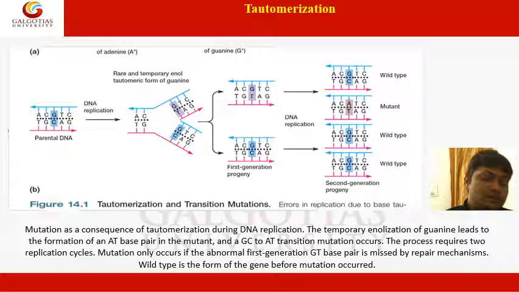In this picture, you can see the tautomerization which I have explained in the previous slides. The mutation has a consensus tautomerization during replication, and the temporary enolization explains the formation of the AT base pairs in the mutant, and GC to AT transition mutations occur.